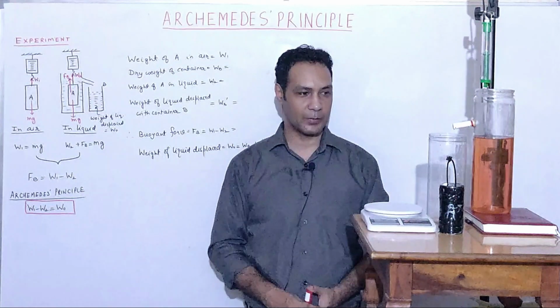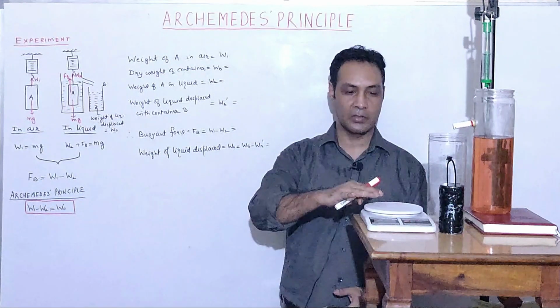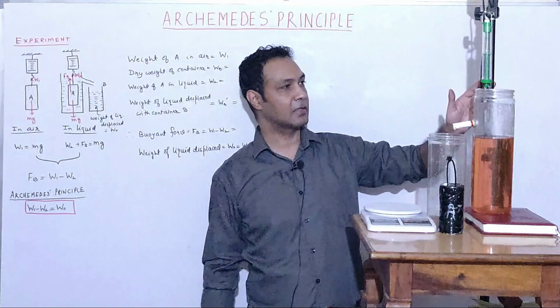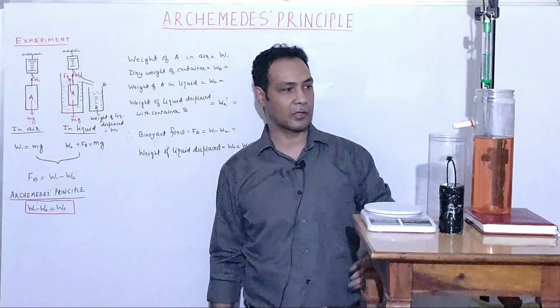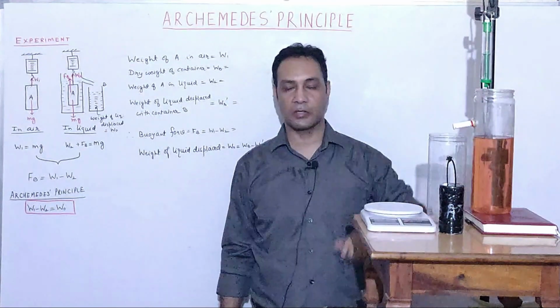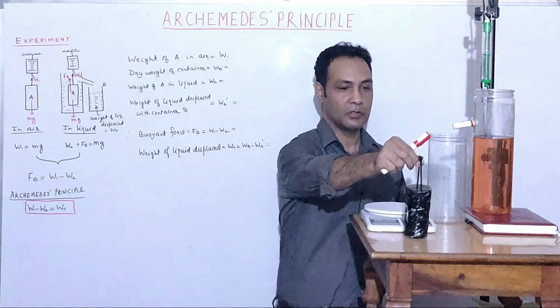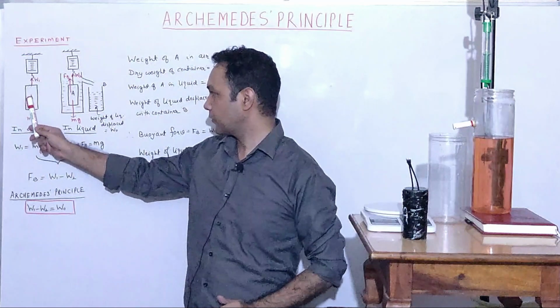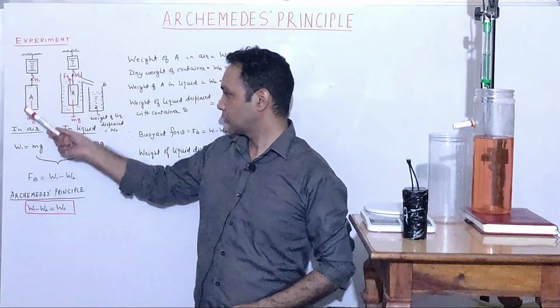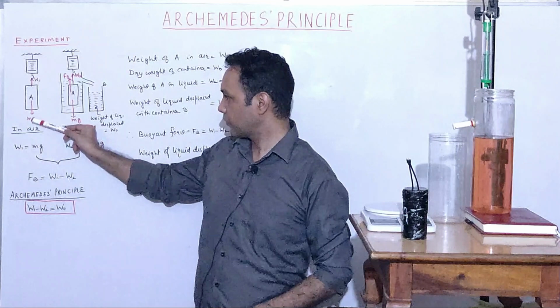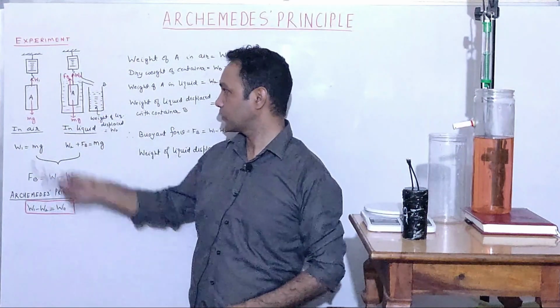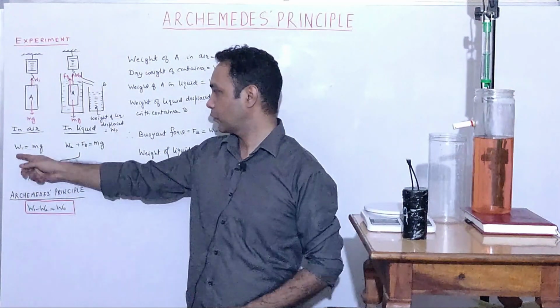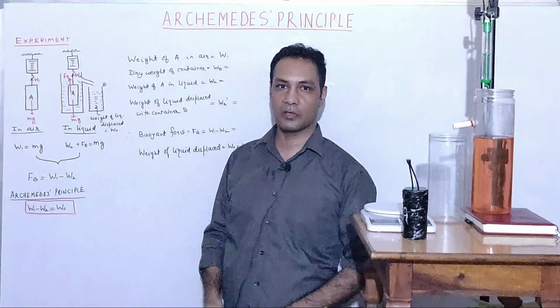Let me quickly explain the setup that I'm using. I have a weighing balance, and a spring balance on a stand. This is a Eureka jar, this is the empty container, and this is the main weight. First, I will measure the weight of this block A in air. It will be in equilibrium, so the weight will equal the reading of the spring balance. Let that reading be W1, so W1 is mg, the weight in air.